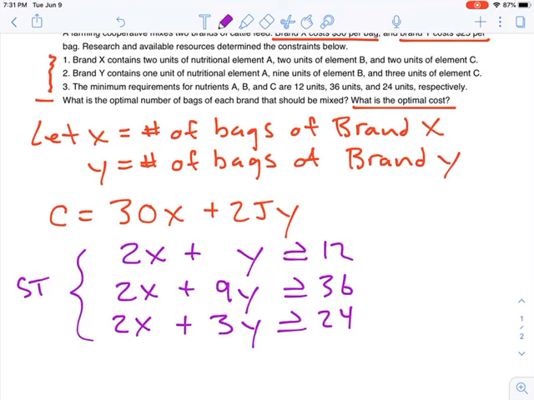So in this section, we're solving these graphically. So at this point in time, you would graph your inequalities and you would solve it like we've learned how to solve linear programming problems graphically.